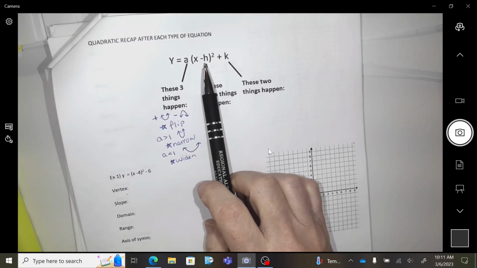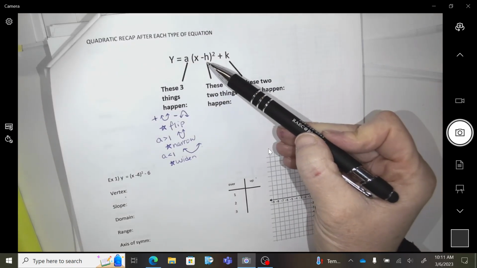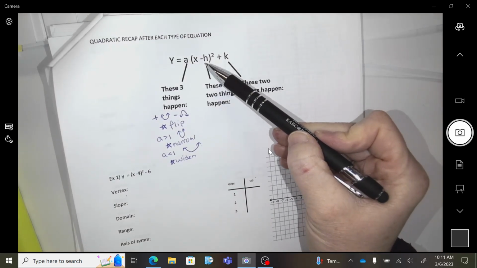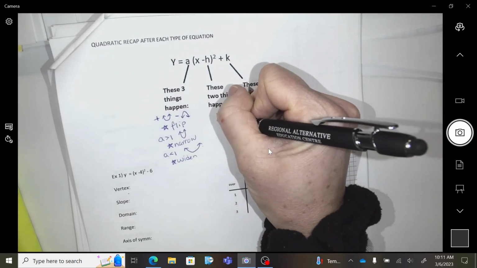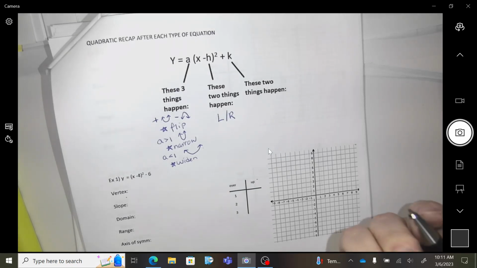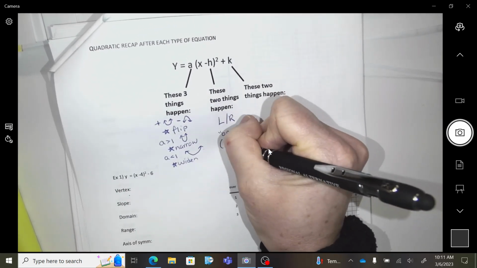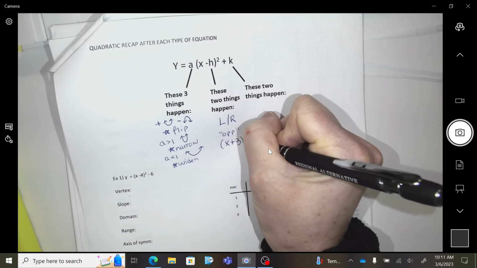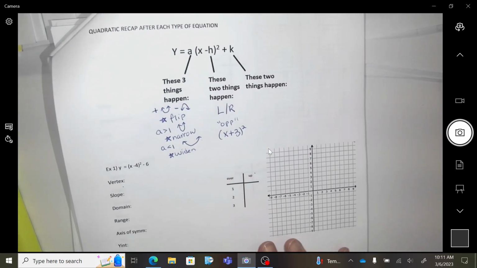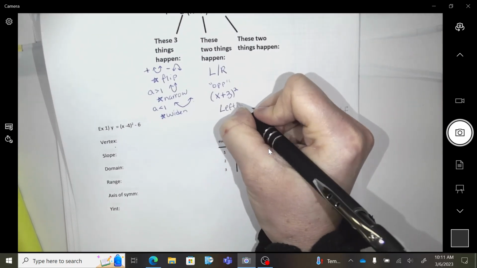Okay, the number in the bracket is a direction, left, right, up, down. So what does this do? The left, right stuff or the up, down stuff? Left, right. And should I do that pattern as what I see or opposite of what I see? So if I see x plus 3 squared, what should I do? I need to move left.